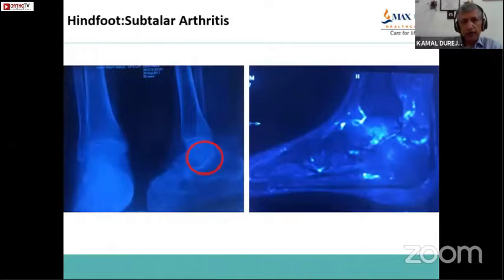Coming to the foot, I would divide the foot into hindfoot, midfoot, and forefoot. And first, let us take the hindfoot. A very common reason for hindfoot pain is subtalar arthritis, and is seen on the lateral view by the diminution of subtalar space. But a more sensitive and more specific test is to do an MRI and look at subchondral edema and articular cartilage involvement on the PDFS images.